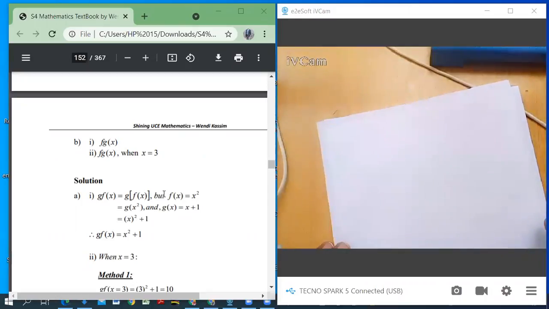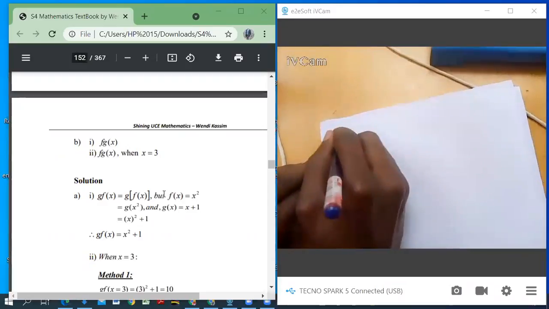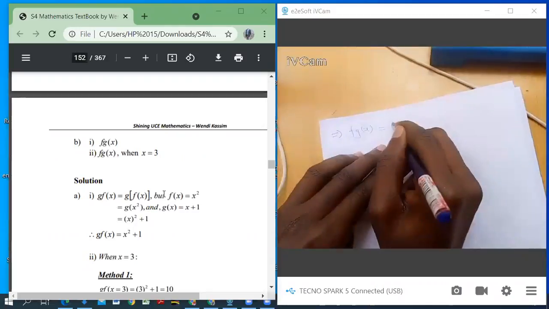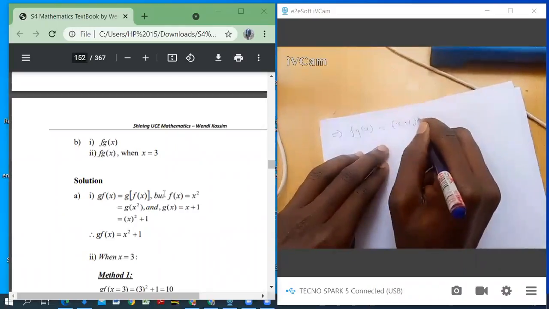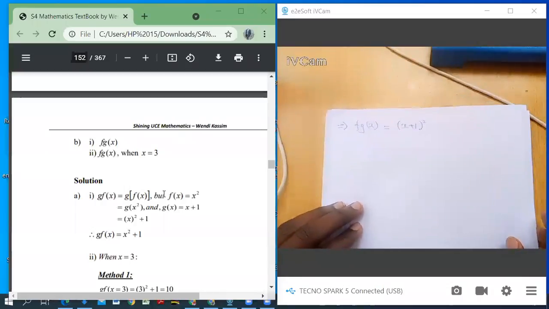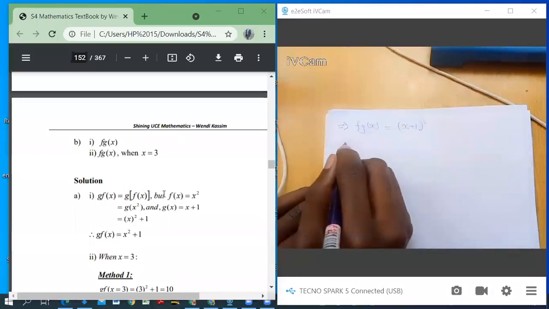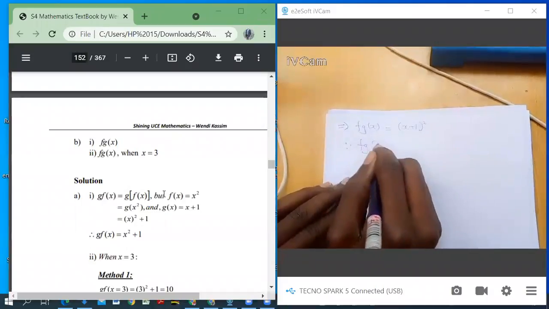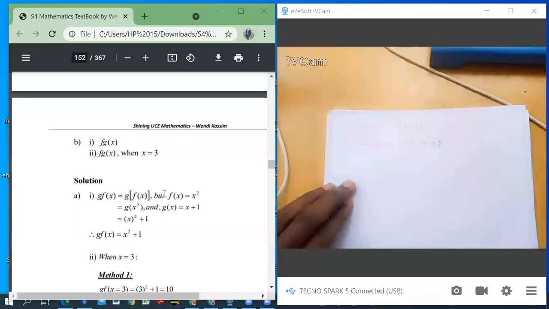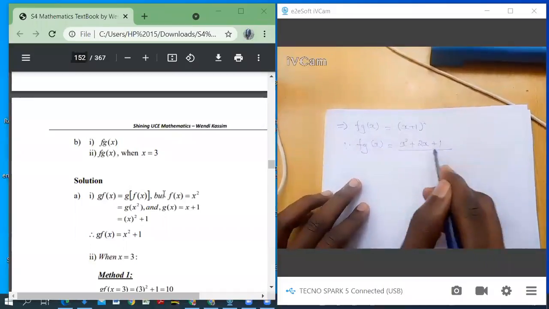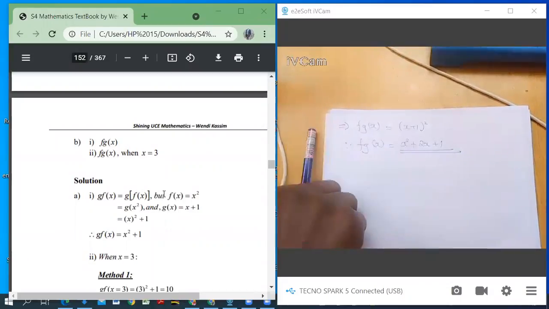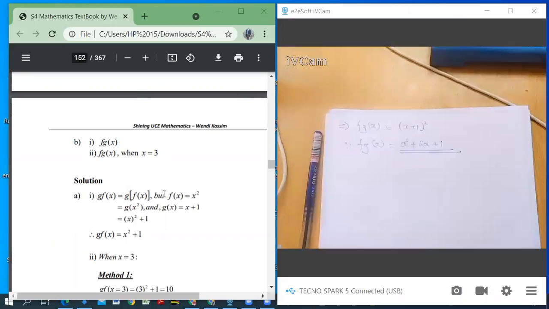I've turned the page. So it implies that our FG of X, which was X plus 1 squared, after expanding, what did we get? Therefore, FG of X is equal to X squared plus 2X plus 1. That is after expanding, not so? Yes. Are we together? Yes.